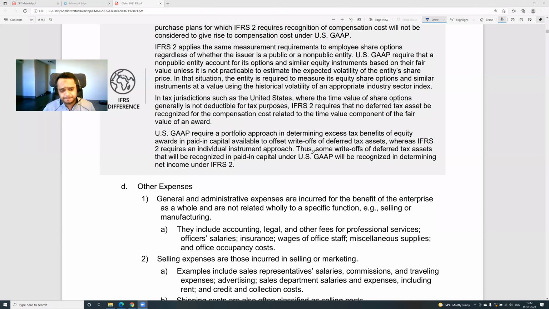Now, here, understand this. US GAAP, IFRS, slight difference. यहाँ पे देखो, thus some write-offs of deferred tax assets that will be recognized in paid-in capital under US GAAP. Whereas here, if you see, IFRS 2 applies the same measurement. कहाँ गया यहाँ पे?